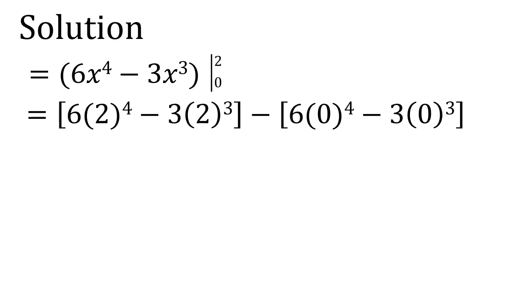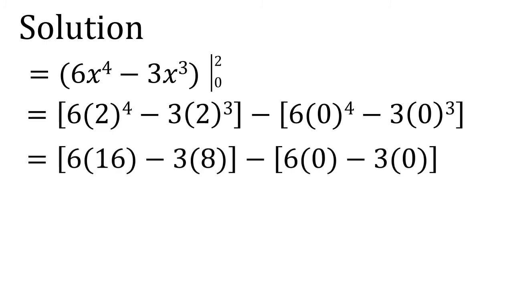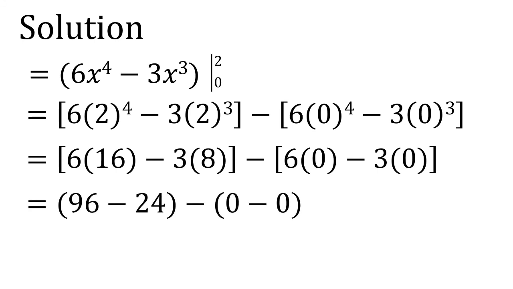So this will become 6 times 2 to the 4 minus 3 times 2 cubed minus 6 times 0 raised to 4 minus 3 times 0 raised to 3. So this will become 6 times 16 minus 3 times 8 minus 6 times 0 minus 3 times 0. So obviously, this will become 96 minus 24 minus 0 minus 0. So this will be 0. So 96 minus 24 is 72.